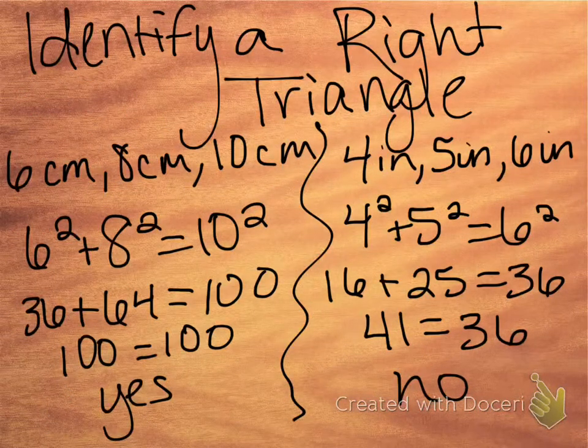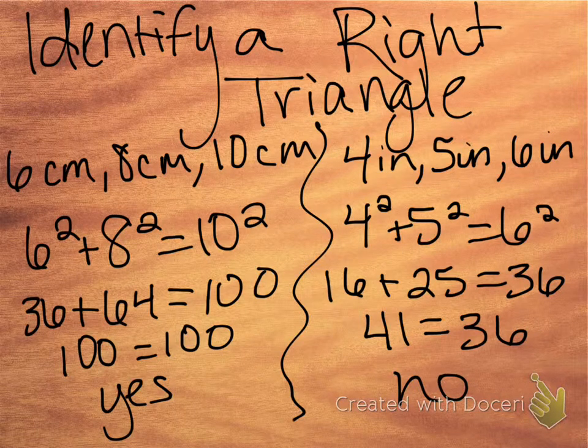If you're asked to identify a right triangle and you're given three sides, so in the first example, 6 centimeters, 8 centimeters, and 10 centimeters, we take the smaller two because the hypotenuse is always the largest side no matter what. So we take the smaller two, and those are our A and B, and the larger one will be our C. So 6 squared plus 8 squared should equal 10 squared if this is a right triangle. 36 plus 64 should equal 100. 36 plus 64 is 100, so since 100 equals 100, yes, this is a right triangle.